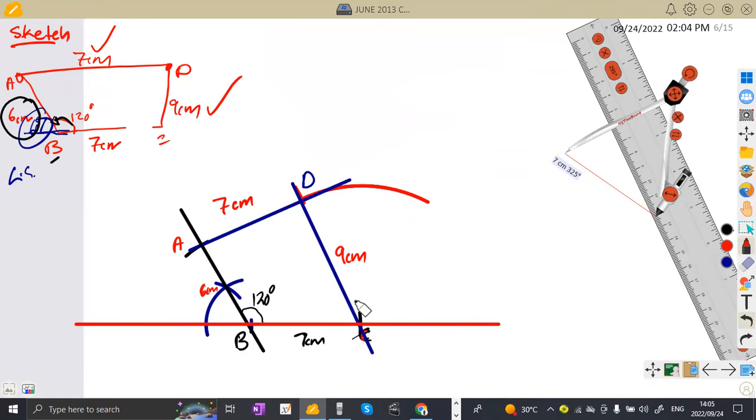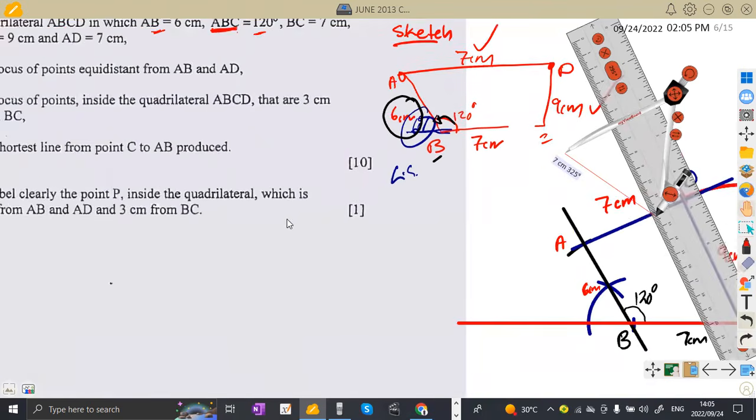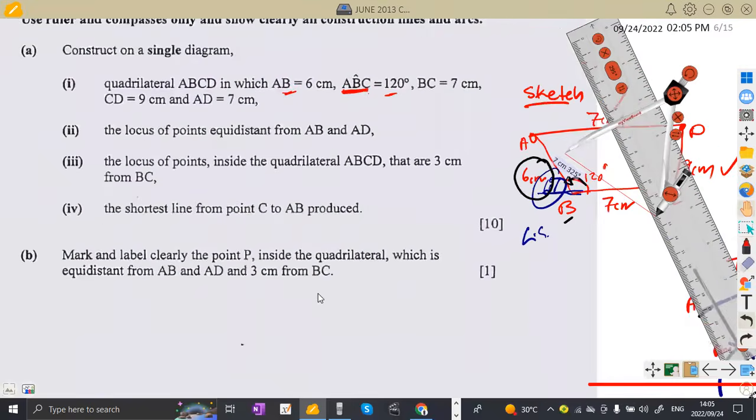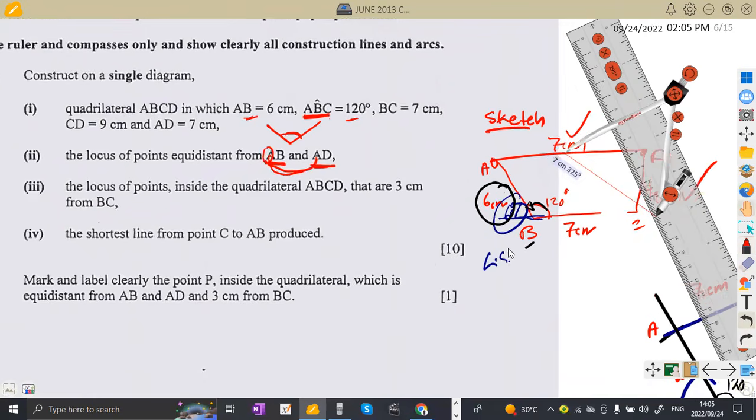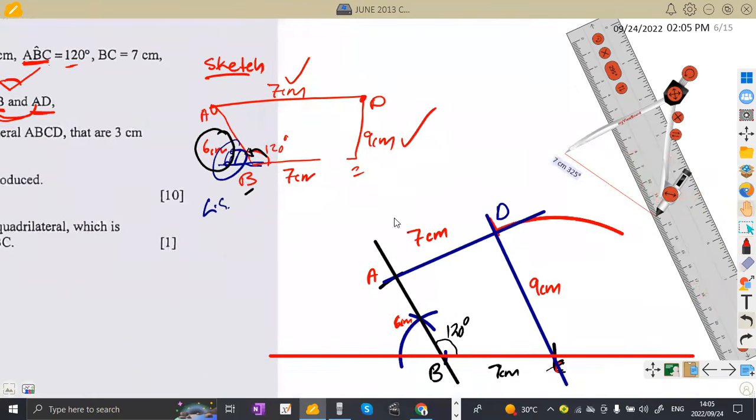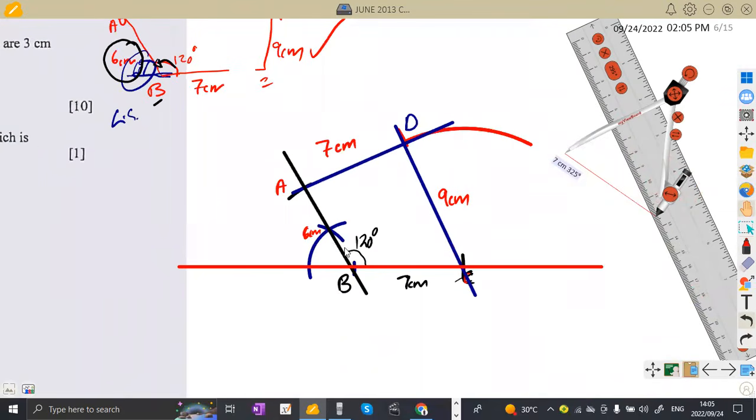Okay, so the other question, let us get back now to our question. I'm just going to shift. I'm not zooming anything, shifting. Now construct the locus of points equidistant from, take note, guys, AB and AD. So remember, AB is a line, AD is a line. So we are going to bisect the angle, which is angle A. So we're going to bisect angle A from AB, AD.